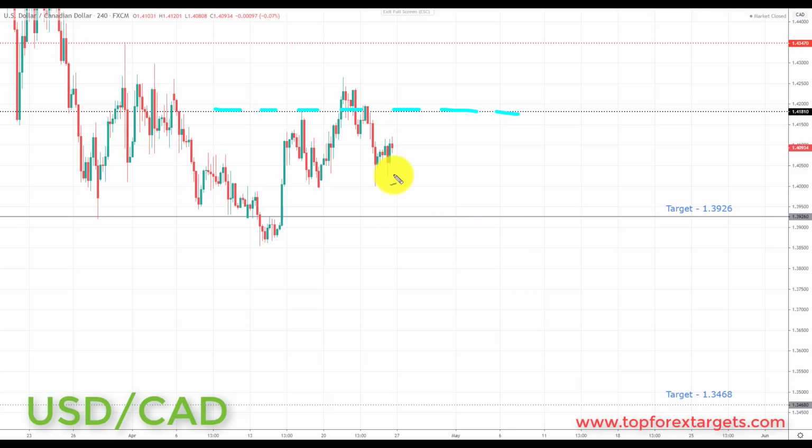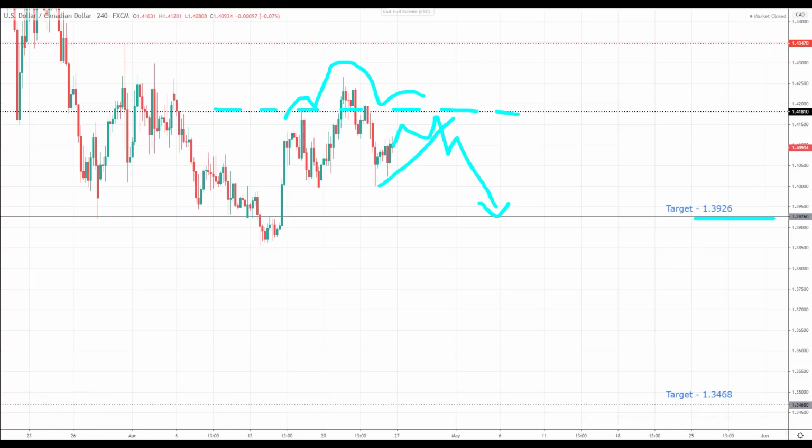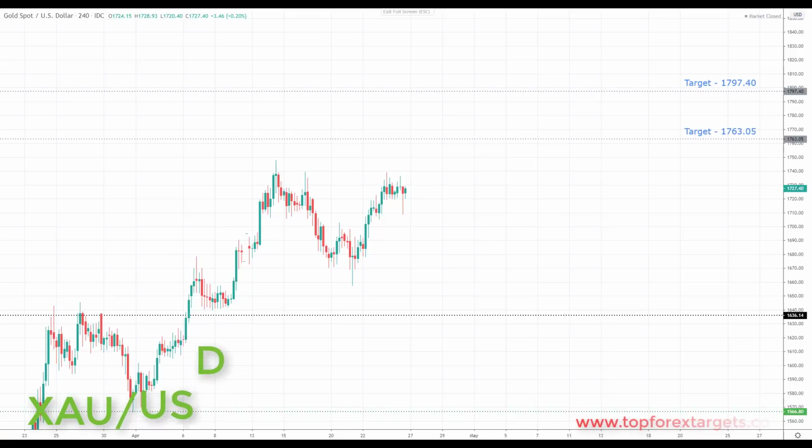So any pullback in this area is going to be viewed as an opportunity to look for short positions. In this case, we'd be looking for this potential head and shoulders to the downside just in the near term. If we can get a pullback and we start to break to the downside, this is going to be a good opportunity to potentially start to look for shorts in this market. And we're going to be looking at initiating shorts down towards the next key of support to the downside and target set at the 1.3926.